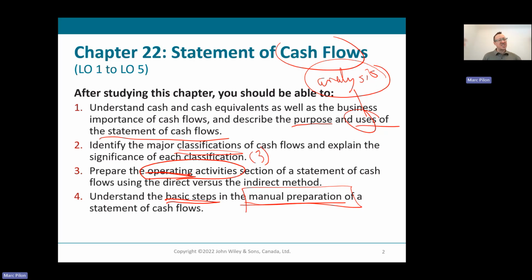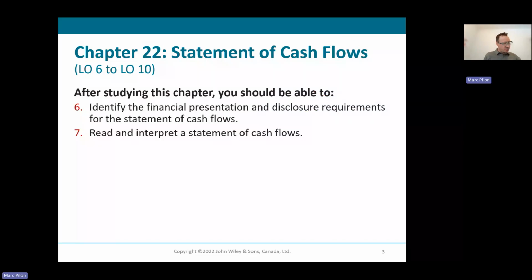For this course, we still need to understand the mechanics of that. So we'll get into that. And then some disclosure. The interpretation, I will cover that later on.